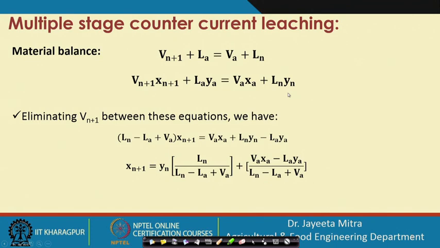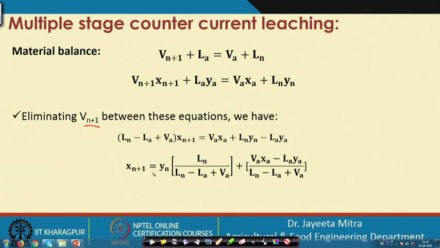Okay. And from these two we can eliminate V n plus 1, and then we develop this equation just taking V n plus 1 from here, and then we put in the balance equation. So, (L n plus V A minus L A) into X n plus 1 is equal to V A X A plus L n Y n minus L A Y A.